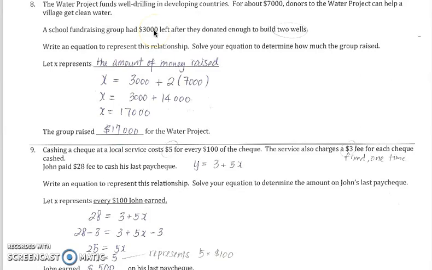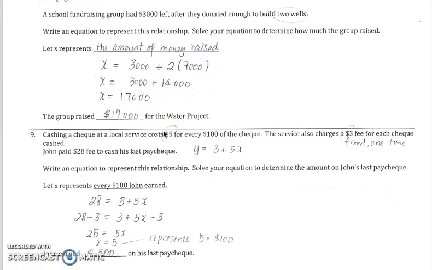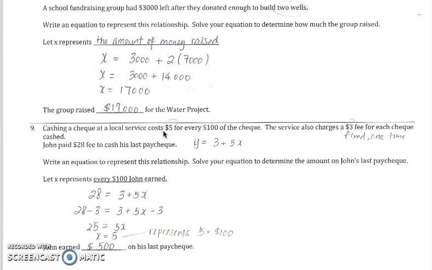So I can actually write this as the total of $3,000 plus 2 times $7,000, and that represents x. If you simplify this calculation, 3,000 plus 14,000 works out to $17,000, and that's how much the group raised for the water project.